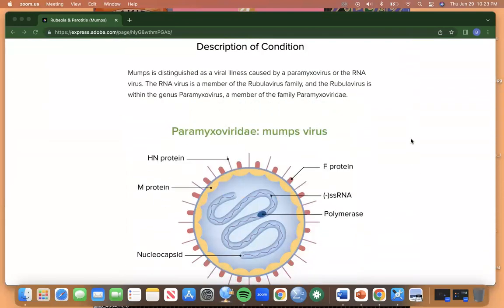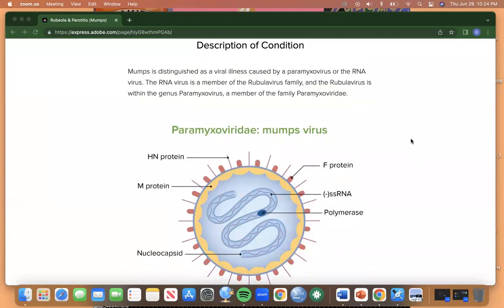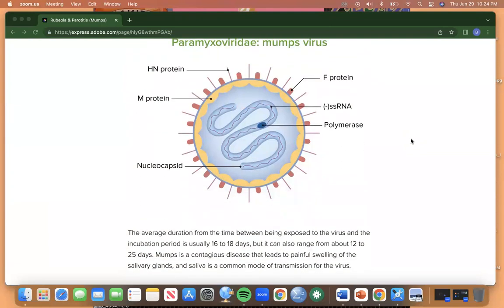Now, a description of the condition: mumps is distinguished as a viral illness caused by the paramyxovirus or the RNA virus. The RNA virus is a member of the rubella virus family, and the rubella virus is within the genus paramyxovirus, a member of the family Paramyxoviridae. Now, the average duration between being exposed to the virus and the incubation period is usually 16 to 18 days, but it can also range from about 12 to 25 days.